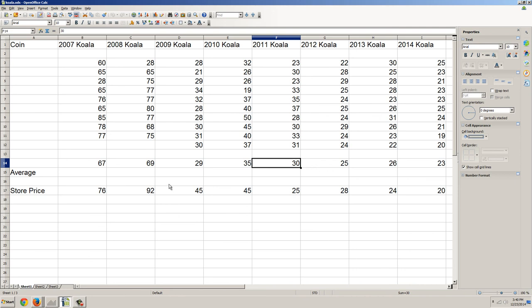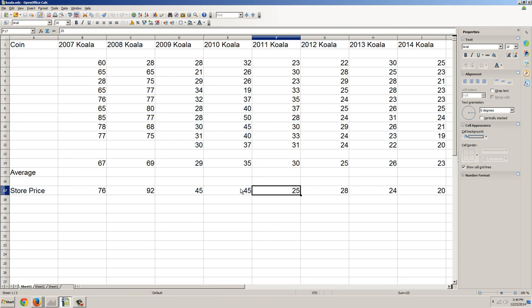So here's the store price for the koalas. You've got 76 for the 2007. You've got 92, and I did a lot of searching around, had to use some Wayback machines. Some of them had prices, others didn't, but that rare 2008 coin is around 92. We got $45 is what you can buy them for in the store for the 2009 and the 2010. So we don't get that drop off until about 2011.